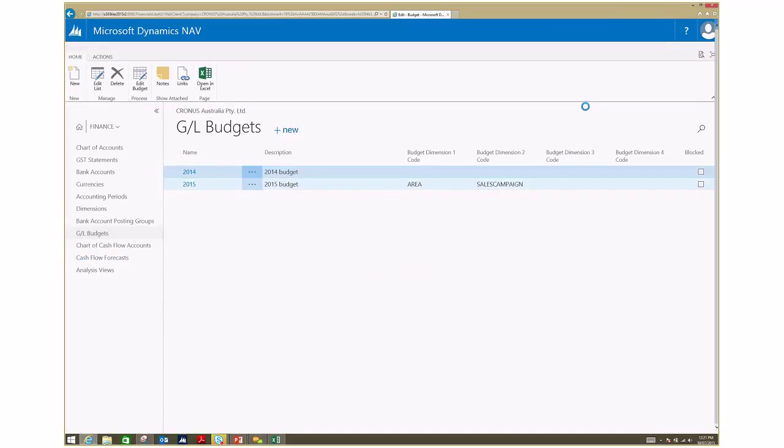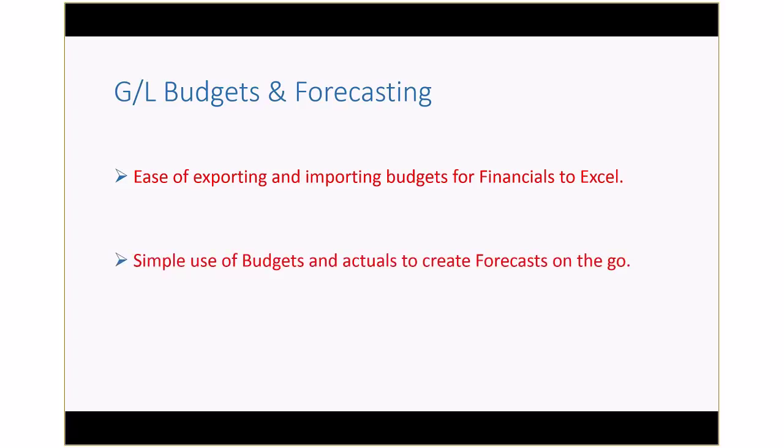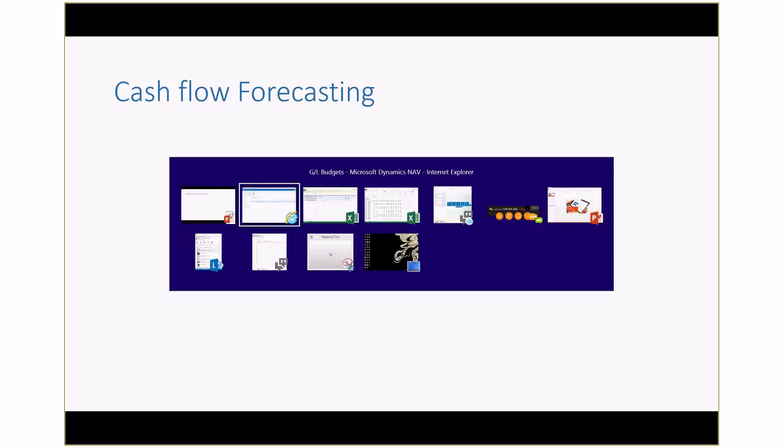So what have we learned from our GL budgets and forecasts? We've been able to see the ease of use of exporting and importing budgets from financials to Excel, as well as the simple use of budgets and the actuals to create forecasts on the go. So what are we going to have a look at now? While we've been able to look at the GL budgeting and forecasting, it's always important to illustrate the cash flow forecasting. Let's hop into that now.